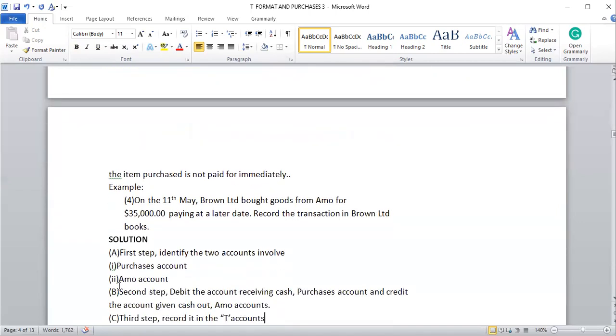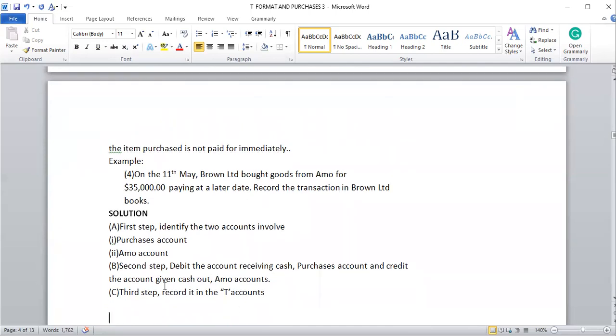So we use the double entry principle to record the solution. First step, identify the two accounts involved, and they are the purchases account and Amo account. The second step, debit the account receiving, that is the purchases account, and credit the account giving, that is Amo account. Then the third step, record it in the T account.